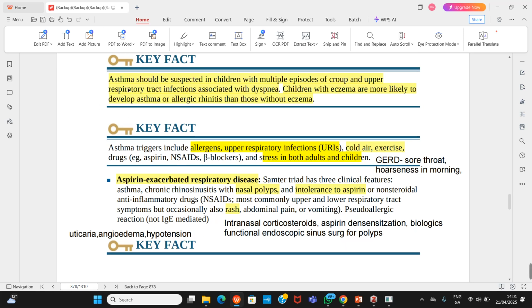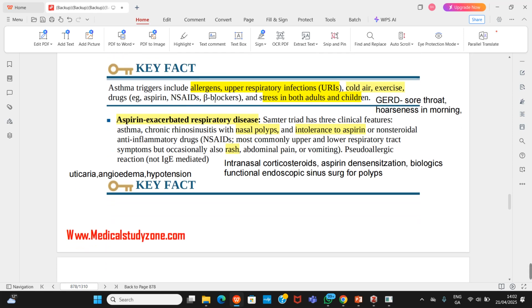We should suspect asthma in a child that's having multiple episodes of croup or upper respiratory tract infection. There's an inflammatory niche already that is setting the ground for all those infections to come in. So if we are having croup or respiratory tract infection every time, what's happening? We want to evaluate for asthma. People with eczema and other allergic conditions like allergic rhinitis should also be evaluated for asthma because they can have it. So what are the triggers for asthma?